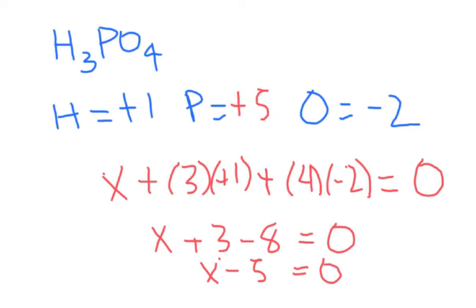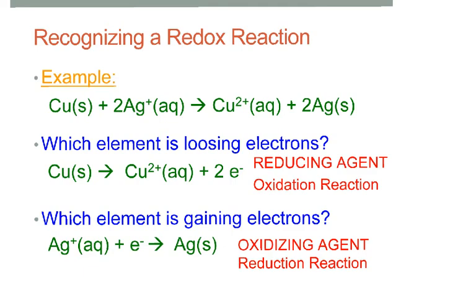So we have the oxidation number of hydrogen, the oxidation number of phosphorus, and the oxidation number of oxygen. And in a redox reaction, you're going to need to find the oxidation number of all of the elements in whatever compound is in the reaction, so that you can find out what the electron acceptor is and what the electron donor is. Alright, so let's look at how you would do that, and how you would recognize that something is a redox type of reaction.